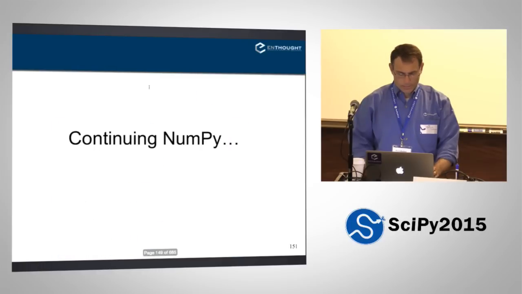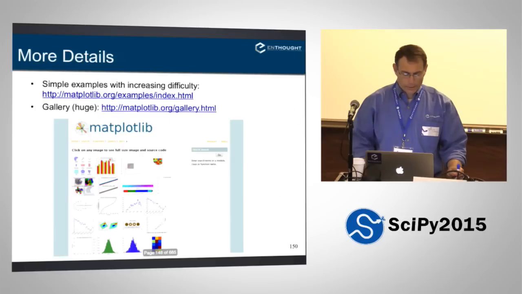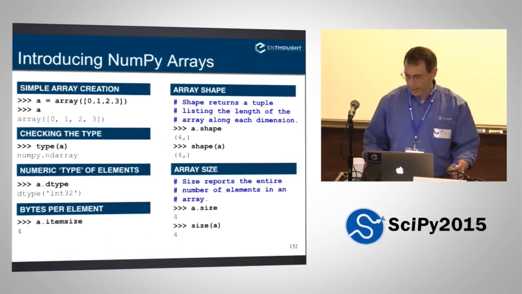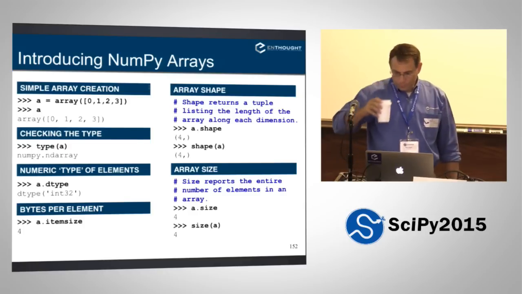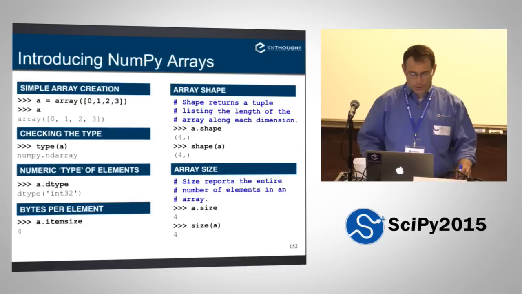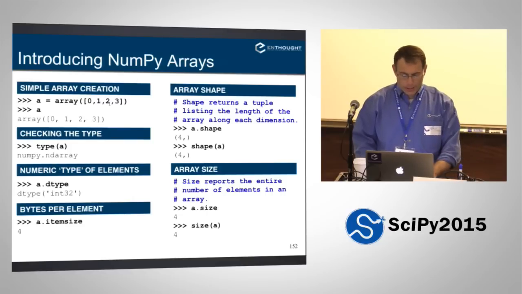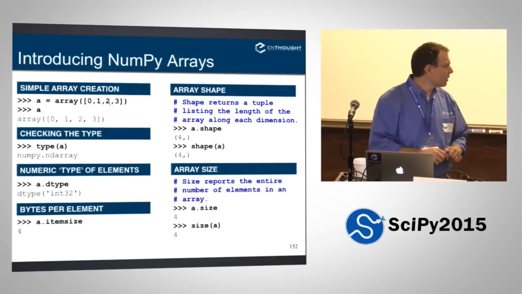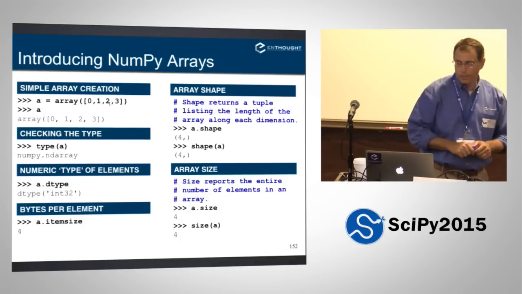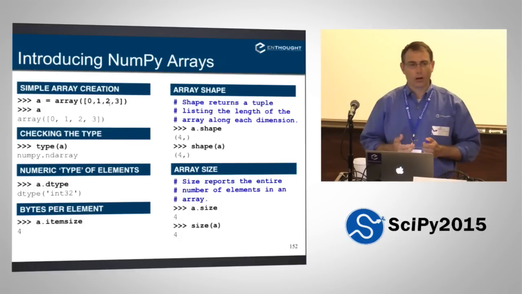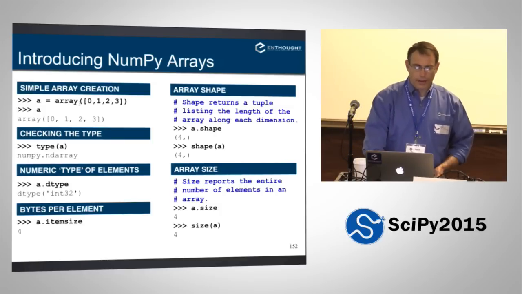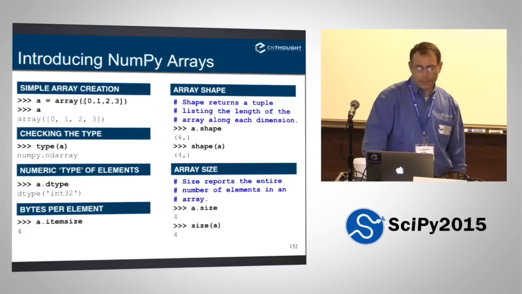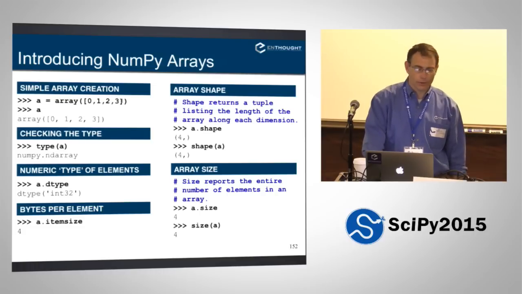Enough about Matplotlib, and back to the hero of our story, NumPy arrays. So we're going to start going through and talking about the array structure itself. I will be moving fairly quickly here, but feel free to type along with what we're doing. You create an array by casting some kind of list or sequence to an array object.